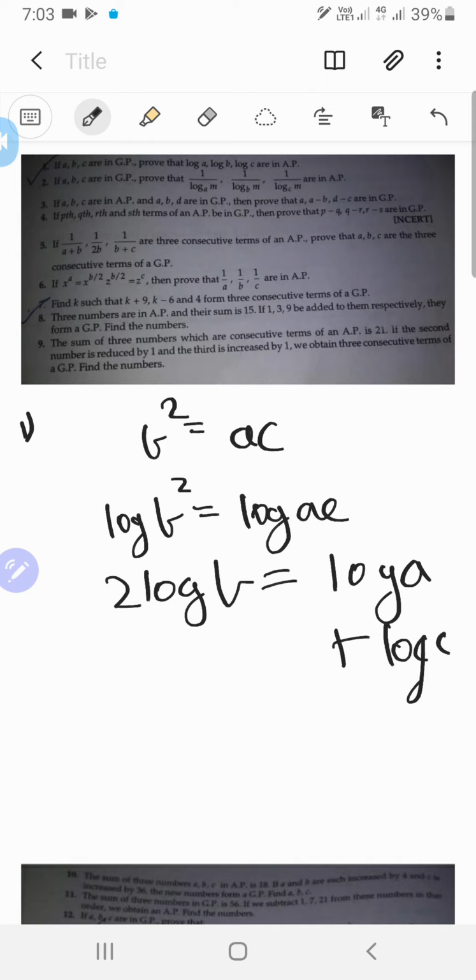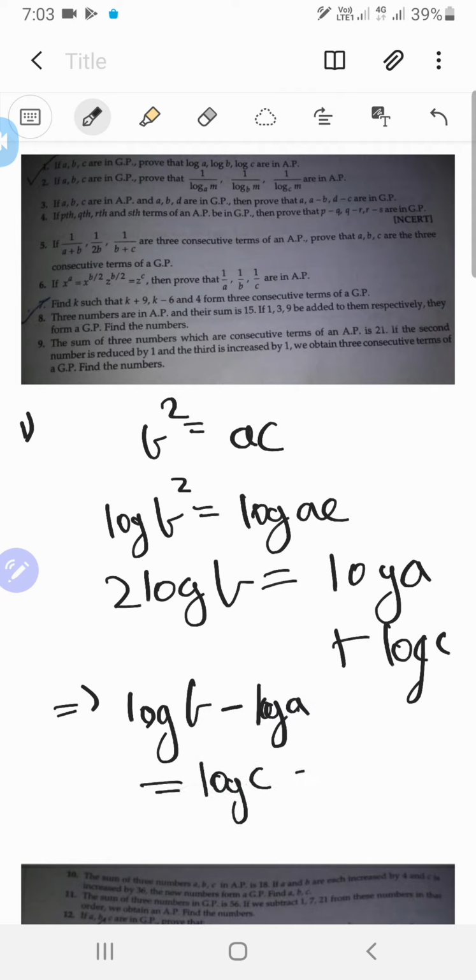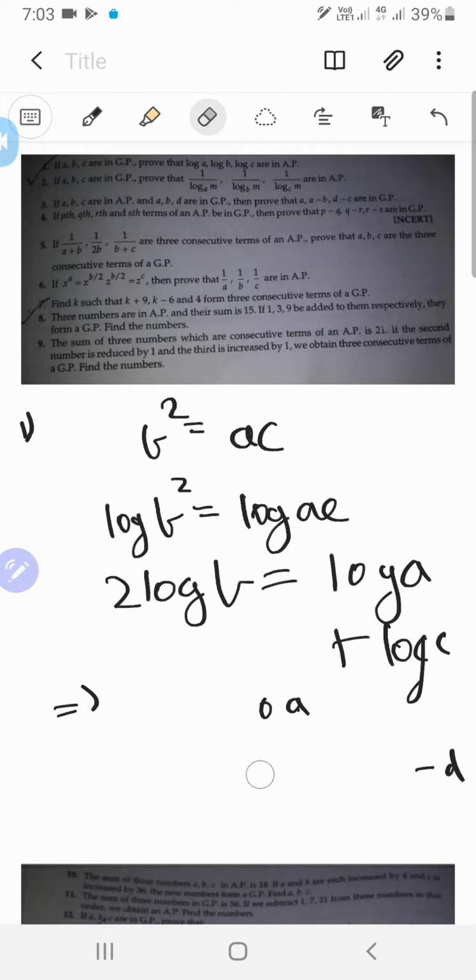Okay, so that means that log b minus log a is equal to log c minus log b. So their difference is the same. So yes, they are in AP. This was easy. Let's go to the second question.